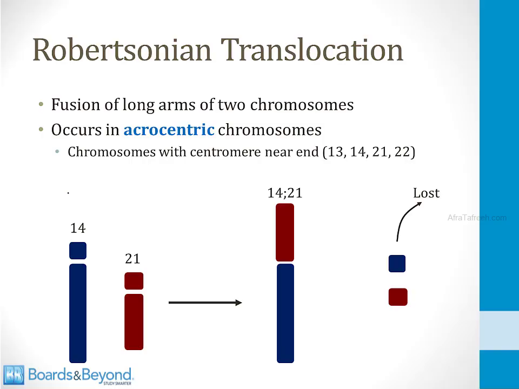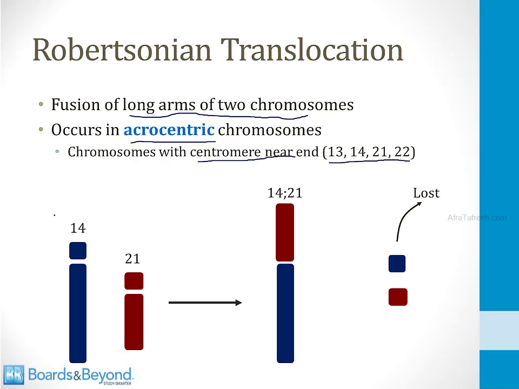The last topic I'll discuss in this module is that of a Robertsonian translocation. This occurs when there is fusion of the long arms of 2 chromosomes. This happens to chromosomes that are known as acrocentric. These chromosomes have a centromere very close to their end, and thus they have a very small short arm. This is true for chromosomes 13, 14, 21, and 22.